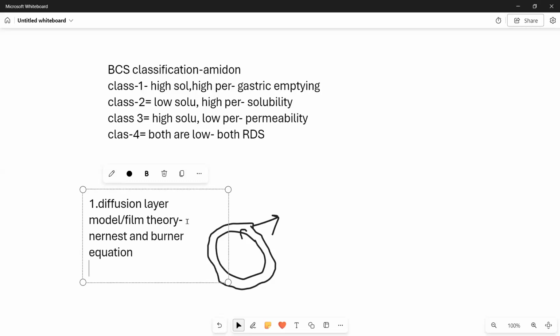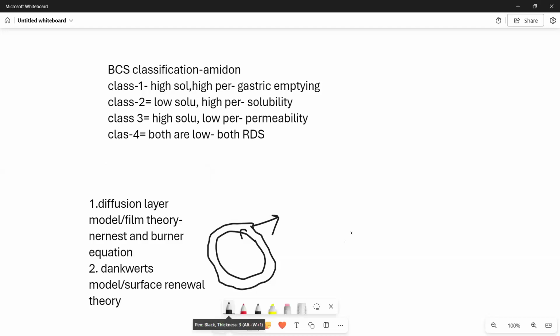The next theory, the second theory, is the Danckwerts model, or surface renewal theory. Do you guys have any idea about the Danckwerts model? What does it mean? Fresh solvent packets always replace the drug packets carrying the drug.